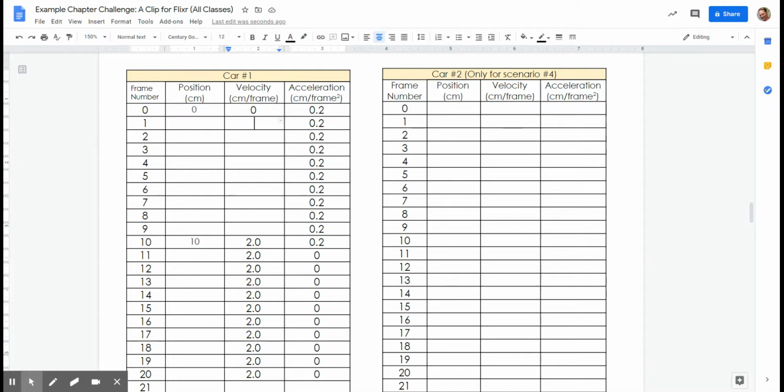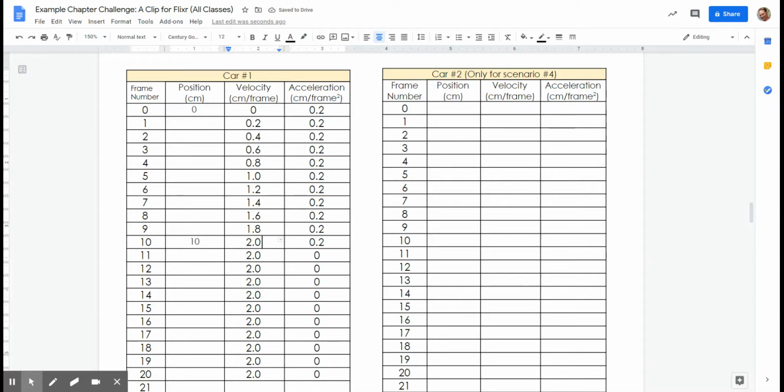So if I start at 0, then this next frame down the line is going to be at 0.2 because I've now sped up by this amount. So I've gone up by that amount. And then the next one, I'm speeding up by the same amount again. So that's 0.4, and then 0.6 and 0.8, and so on along the way, where our velocity increases by 0.2 every single frame all the way through those 10 frames.